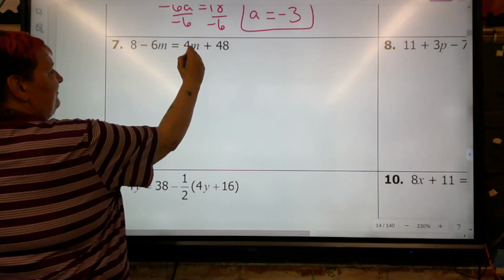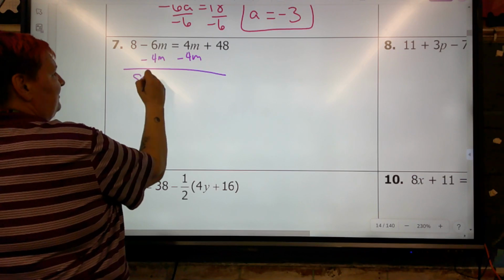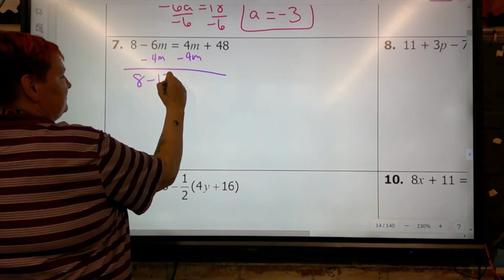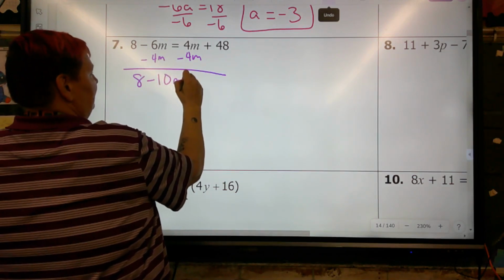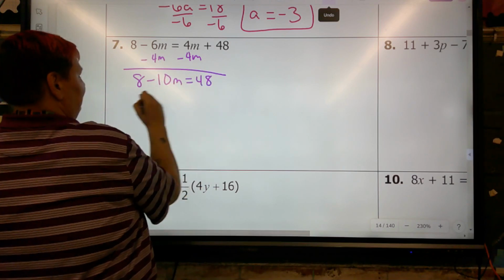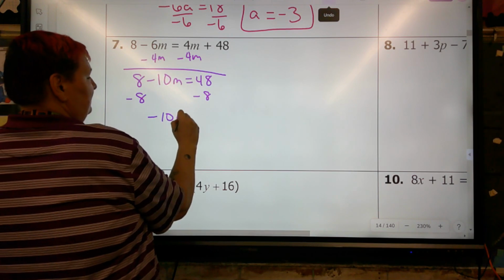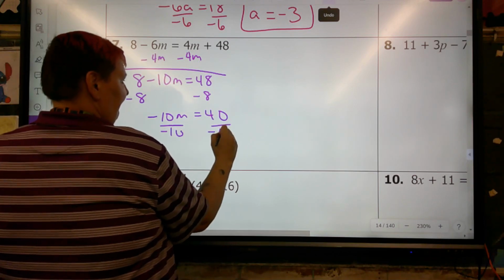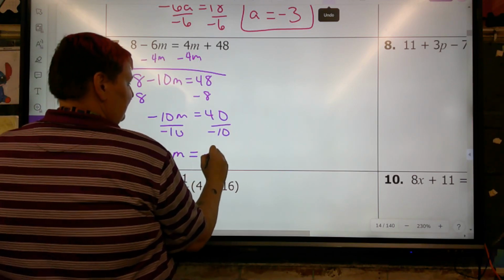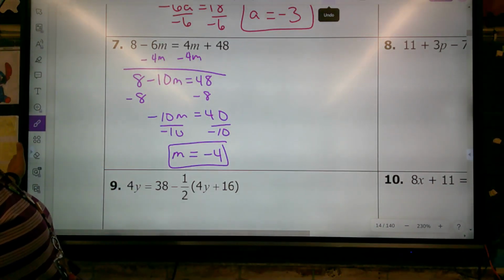Move the variable left. 8 minus 12, no, 6 and 4 is 10. 8 minus 10m equals 48. Get rid of the constant. Negative 10m equals 40. Get rid of the coefficient. M equals negative 4. You should have got m equals negative 4.